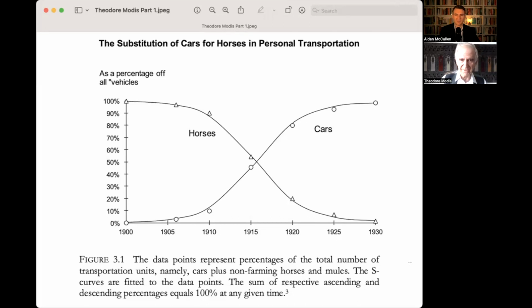These are the shares, very nice clean-cut S-curves. But if you look at the absolute numbers of this, they're both growing. Cars are growing, horses are growing. Cars are growing a little faster than the horses, and that's what makes a difference. But visually, you cannot tell who the winner is by looking at the absolute numbers.